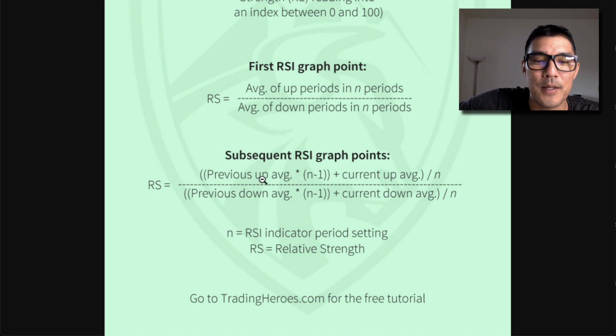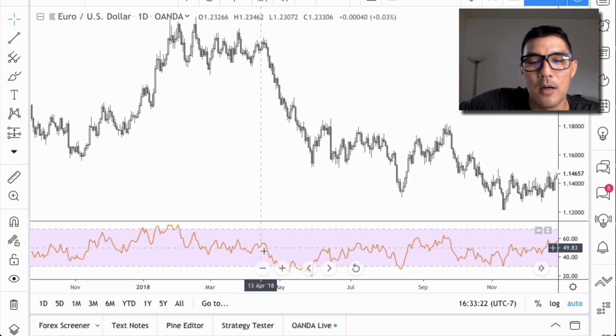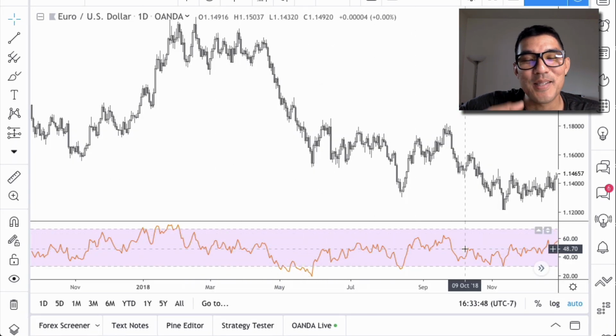And this is only for the periods that have closed up, above the open. Then you do the same thing for the down periods, the periods that close below. You take that RS number and plug it into this formula again, and that's how you get the next RSI values.